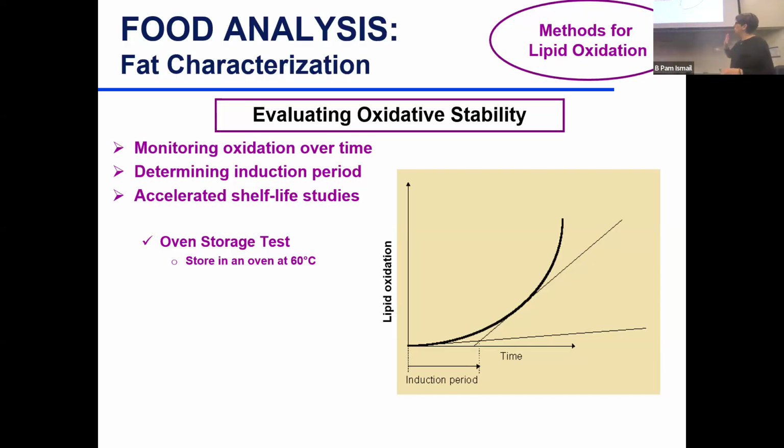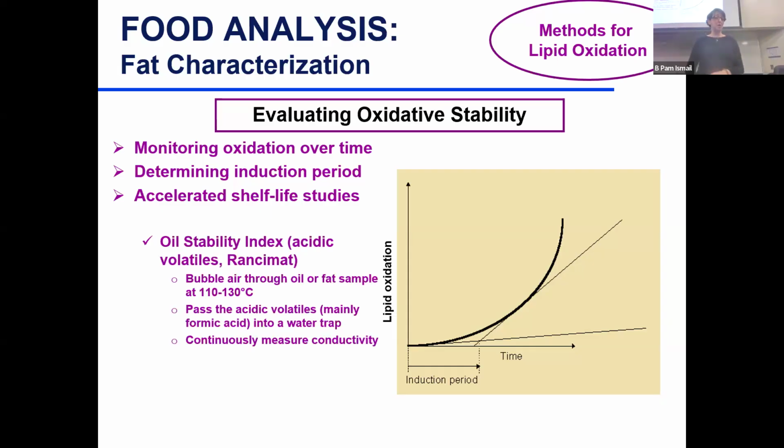But in general, you would store the oil at 60 and then you would take samples over a certain period of time, and then you measure peroxides. Usually it is peroxide that you measure in the oven storage method. And then you would plot it and determine at which point you were able to detect the first oxidation product. Okay, so that's one test. It's very common, good to remember. If I ask you for an example in a test or the final, this would be a good one to remember.